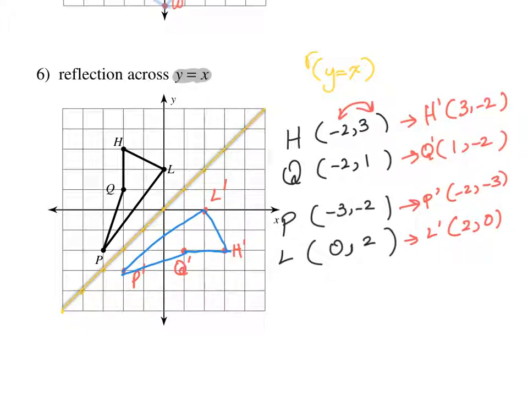Okay. So if I want to check if this is reasonable, you see how they look symmetrical with respect to the line of reflection y equals x. So in this case, this is how I can check if my work is reasonable or not. So I hope that this was helpful.